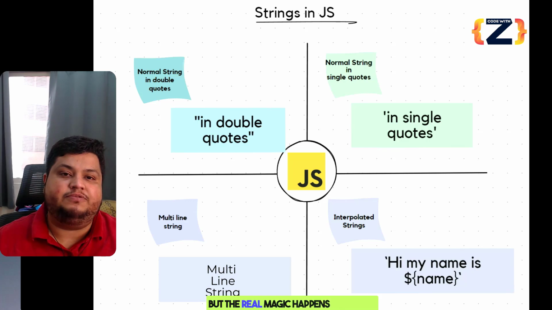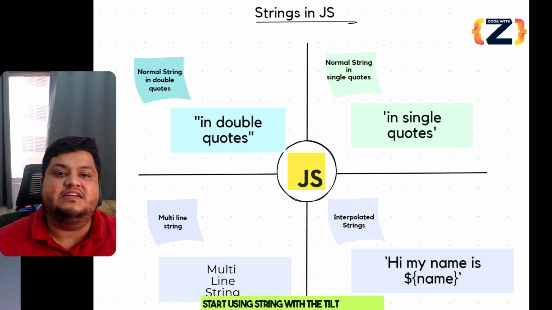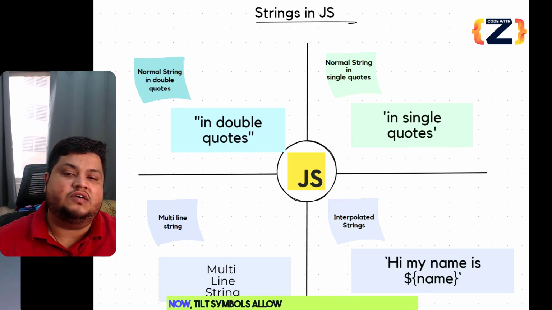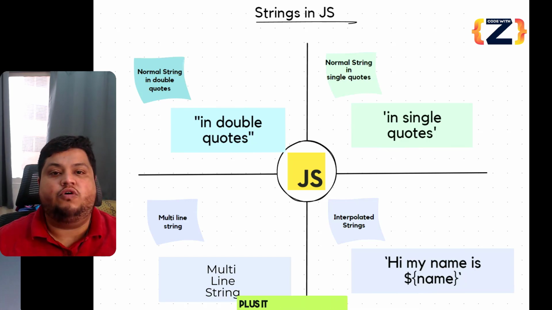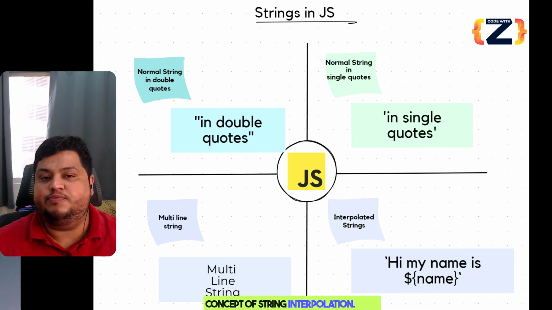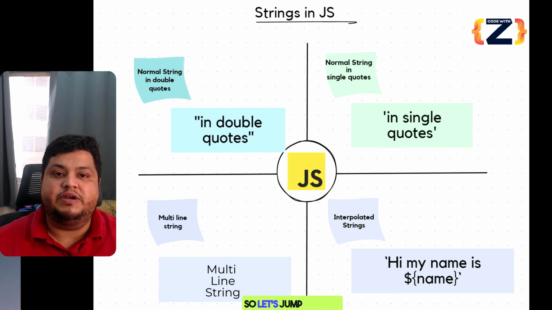But the real magic happens when you start using strings with the backtick symbols. Backticks allow you to write multi-line strings. Plus, they also enable the concept of string interpolation. So let's jump into the practical and start exploring this.